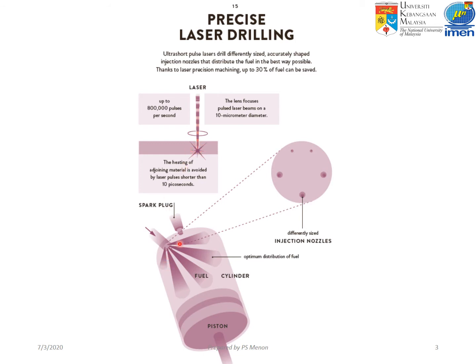These nozzles are used in the engine. You have the spark plug over here, and you have different injection nozzles of different sizes. You have the fuel coming out, and this is the cylinder and the piston over here. So you can see an enlargement of the injection nozzle, different sizes. All of these were created using a laser pulse, an ultra short pulse laser. Very precise, and you can control the diameter and the size of the nozzle.